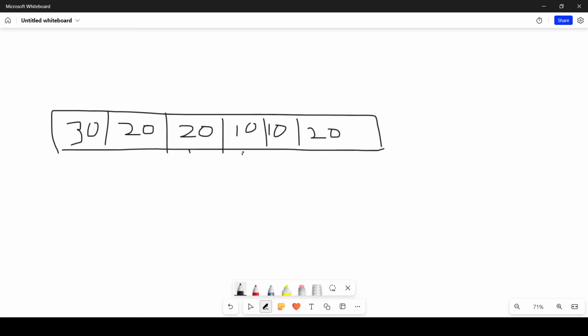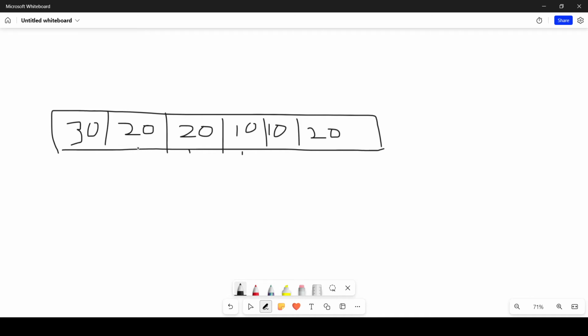So, right, now how will we go about that? What we can do is, for every element in this array, we can find the closest element to it before it that is not equal to it.